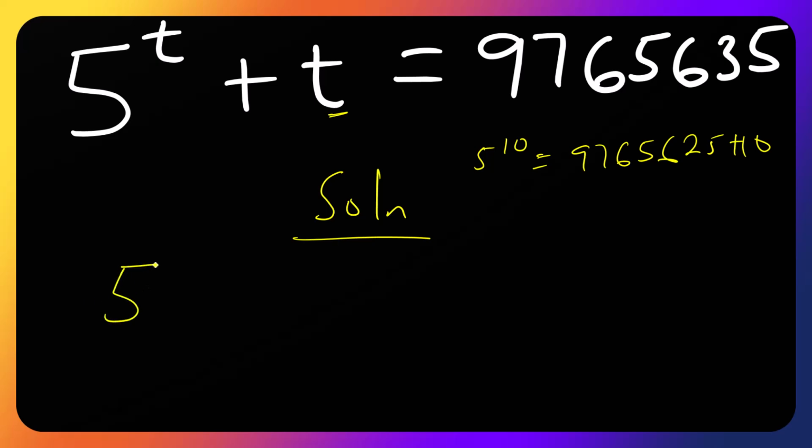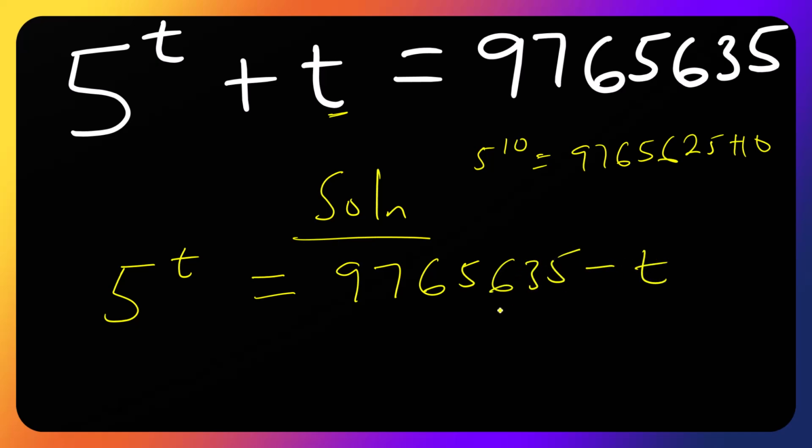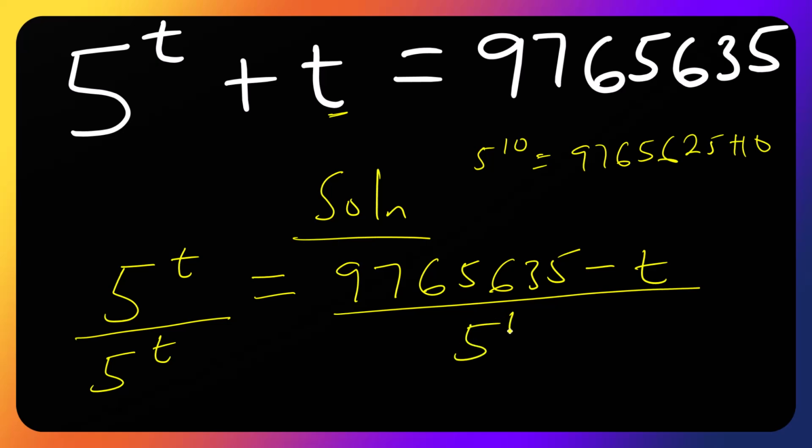So we have 5 to the power t. Now let's send this t to the other side. So that will be 9765635 minus t. Okay, now let's send everything to the right hand side. So I'll divide both sides by 5 to the power t. This side will vanish. I'll be left with 1.